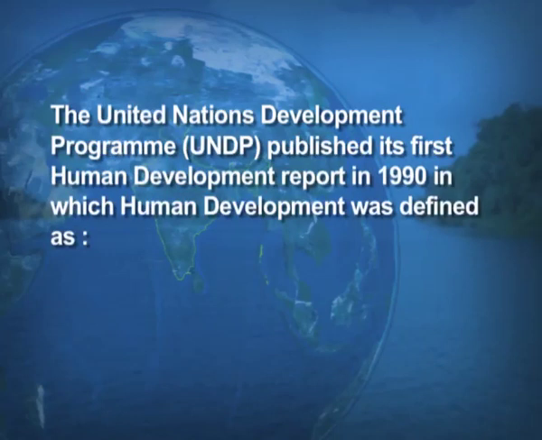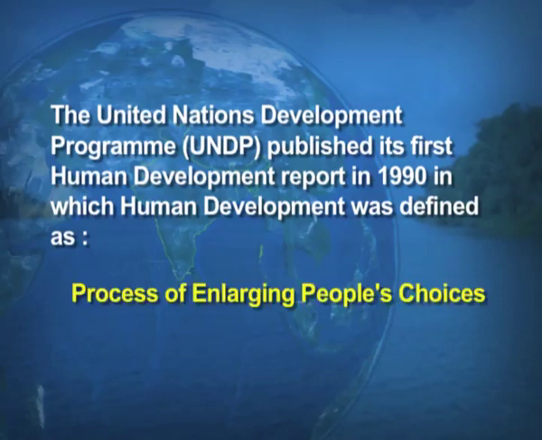The United Nations Development Programme, that is UNDP, published its first Human Development Report in 1990, in which human development was defined as the process of enlarging people's choices. So, children, here the question arises: what do we understand by the choices of the people? All the choices of the people are dependent upon the freedom they get to fulfill those choices, and the freedom is attached with the economic finances of the people.